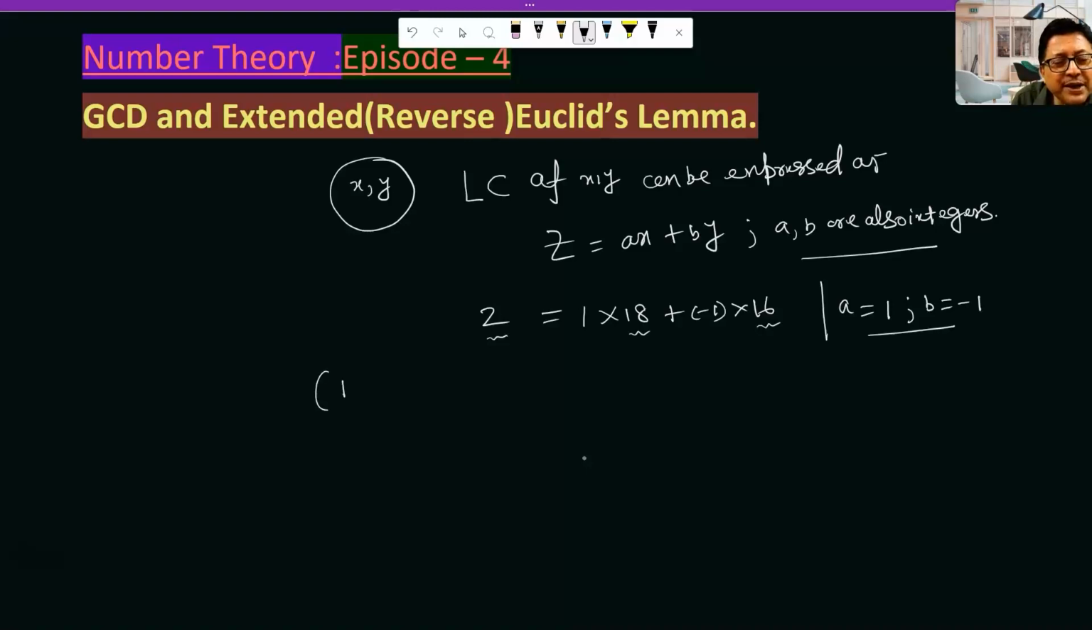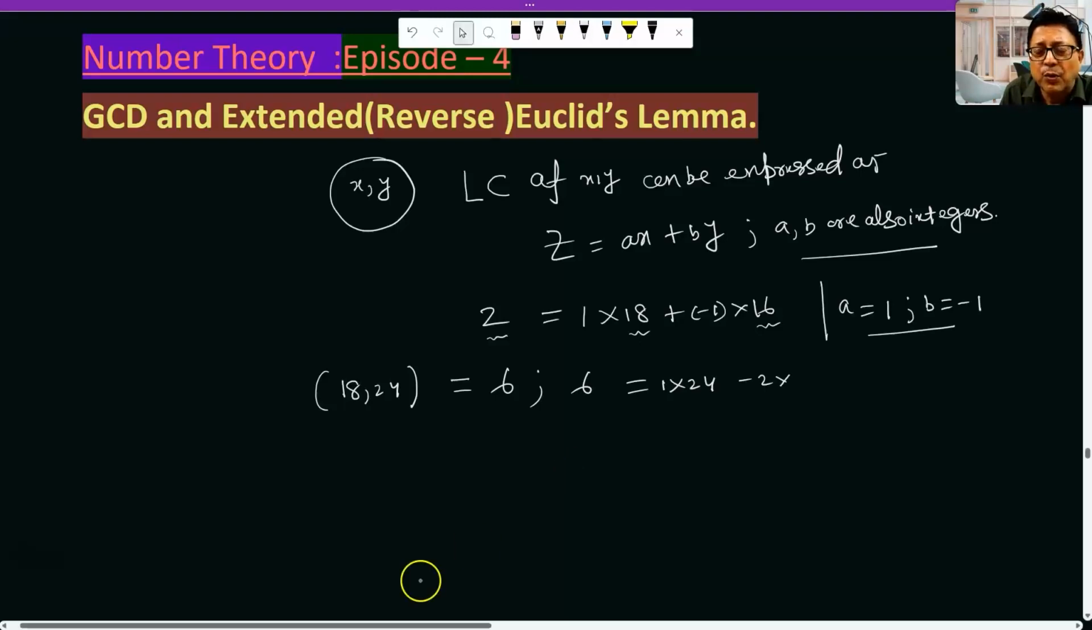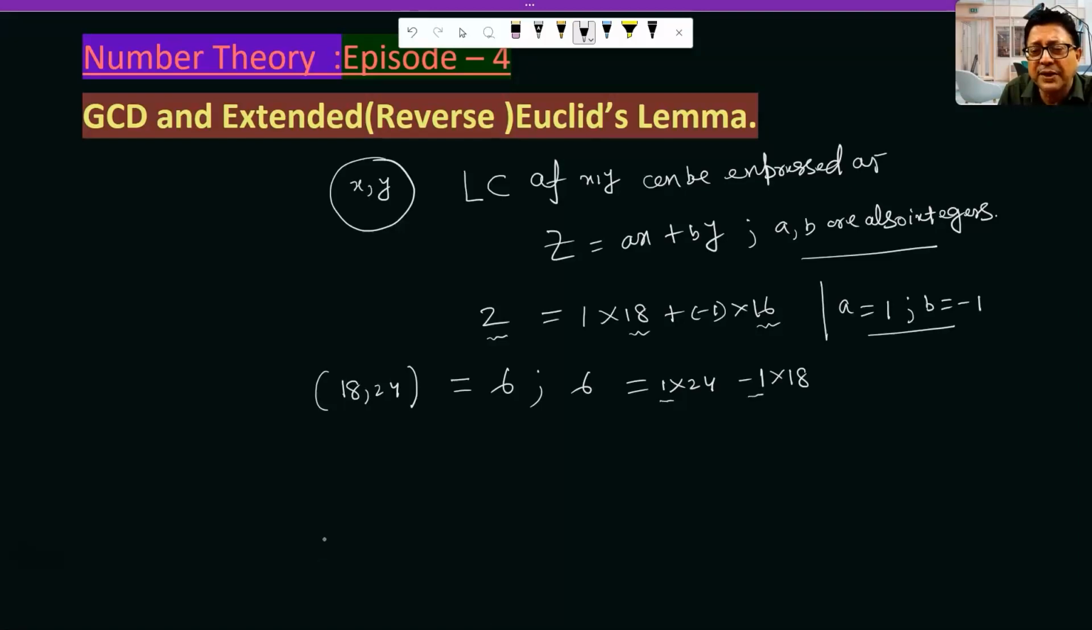What I told you, the LCM between 18 and 24, sorry, not LCM, the HCF between 18 and 24. What is the answer? This is equal to 6. You can easily express it like the previous one: 6 is equal to 1 into 24 minus 1 into 18. In the same manner, a equal to 1, b equal to minus 1.